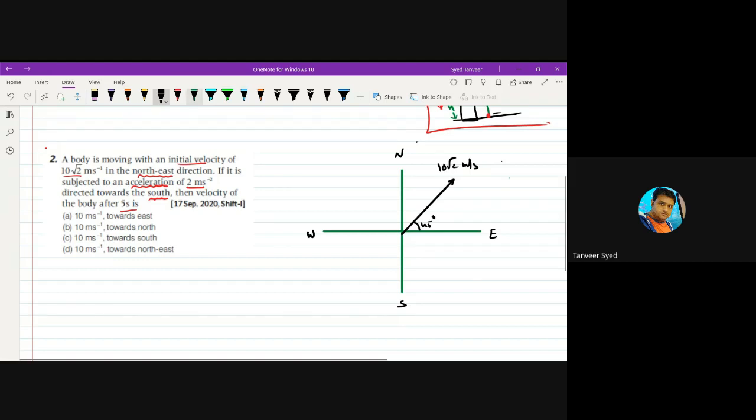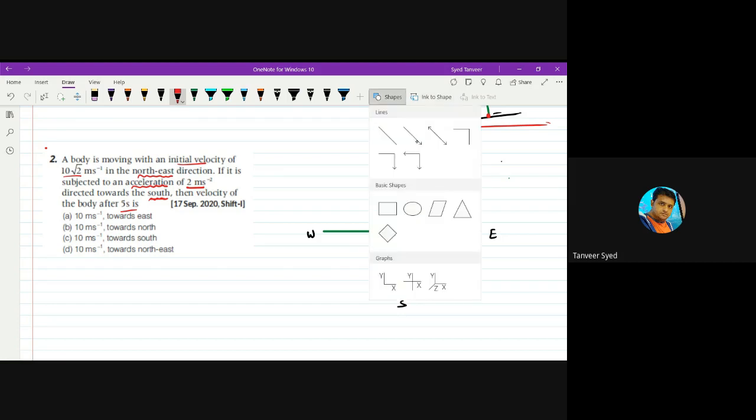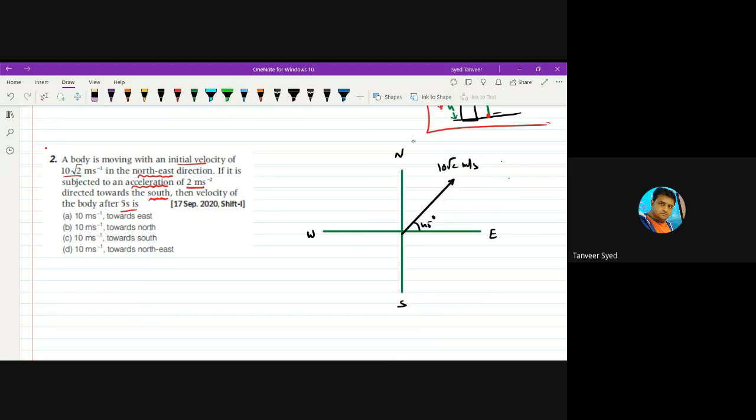And the direction of acceleration, what is it? Towards south. Direction of acceleration is towards south. This is the acceleration. How much? 2 meter per second square. Okay. What happens to velocity after 5 seconds?